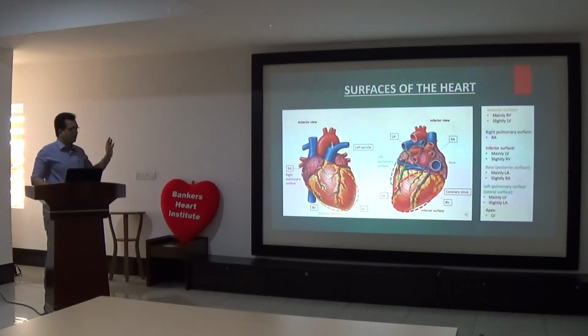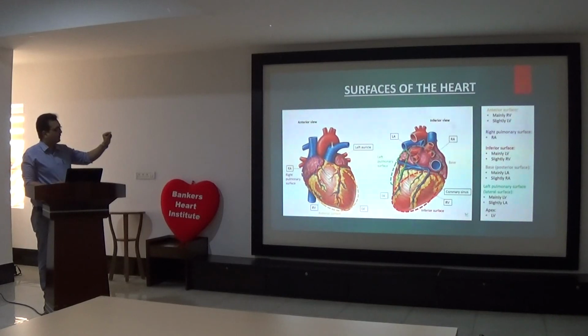So, the anterior surface is mostly composed of the right ventricle and partly the left ventricle. The base is mostly composed of the left atrium and partly the right atrium. And the inferior surface is mostly composed of the left ventricle and partly the right ventricle.